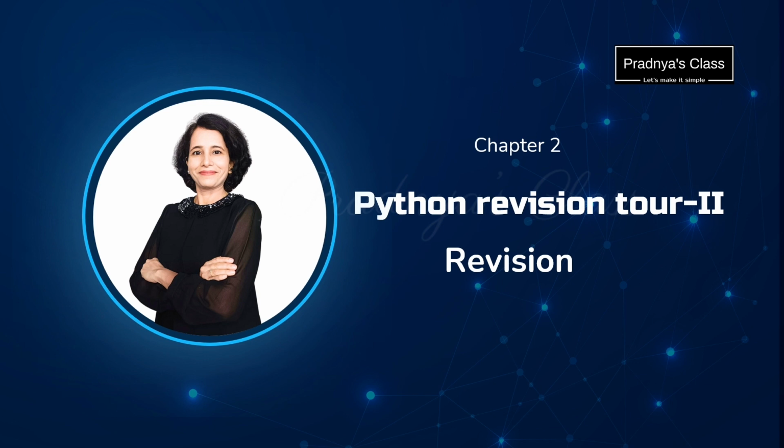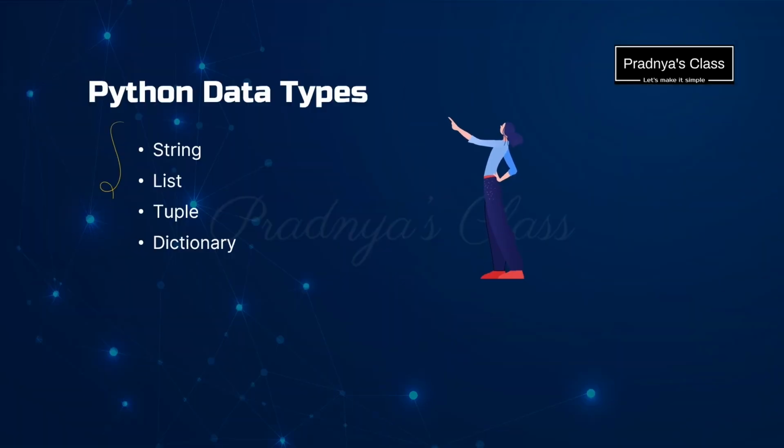Now it's time to move ahead and check out chapter number 2, that is Python revision tour 2. Chapter 2 contains the detailed study of these 4 data types: string, list, tuple as well as dictionary. I know you have already studied these concepts in class 11th, but I would suggest to go through this chapter thoroughly once again because these concepts are going to help us throughout the Python programming portion.